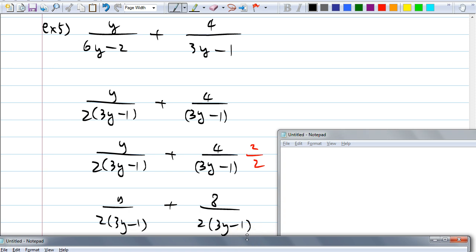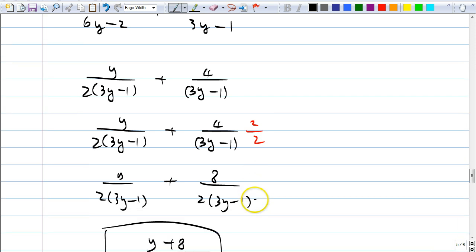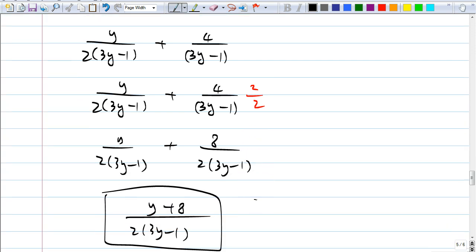All right, so what do I do next? We get y plus 8 over 2 times 3y minus 1. Should I multiply this 2 to the 3y minus 1? Yeah, you could do that, that's fine.